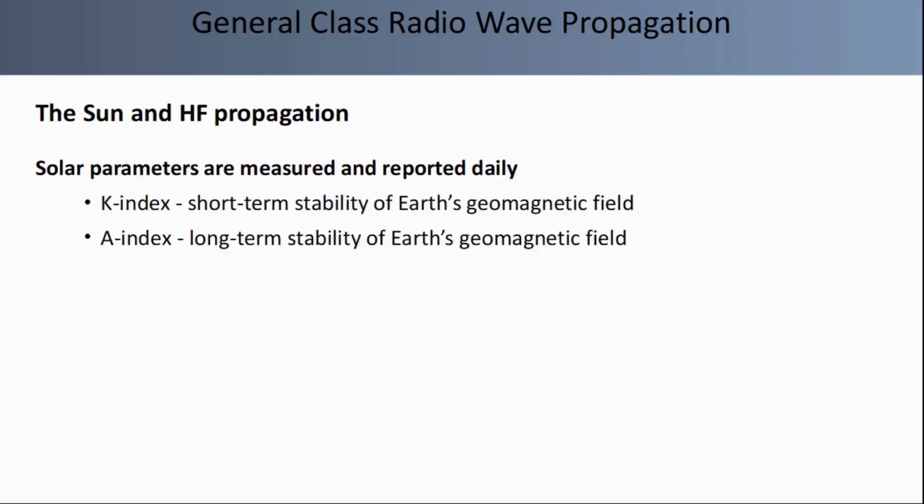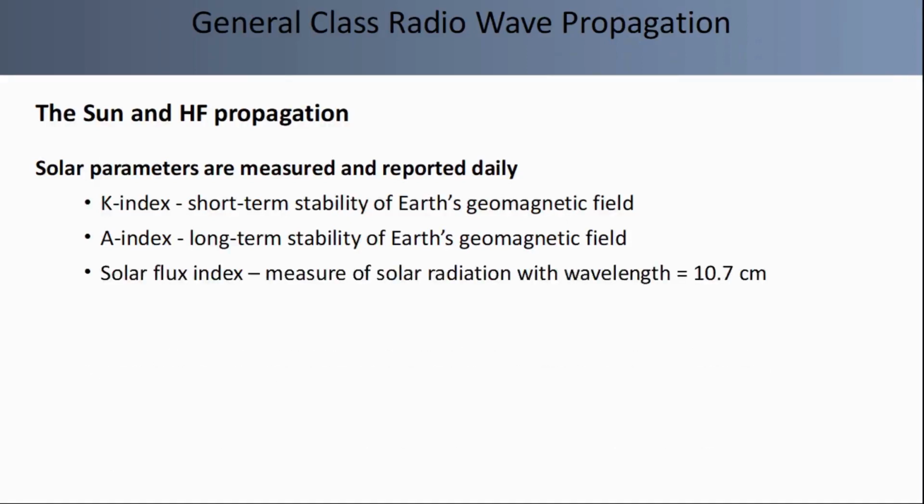The other index that might be reported would be the alpha index. That's the long-term stability of the Earth's geomagnetic field. In the answers, you can eliminate most of them because they don't refer to the geomagnetic field. Look for geomagnetic field with K index, A index. The other item that's reported regularly is the solar flux index, and that is a measure of solar radiation with a wavelength of 10.7 centimeters. That's the solar flux. Look for the 10.7 centimeters.